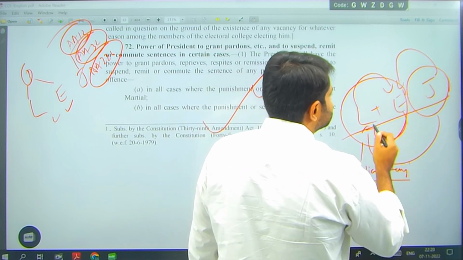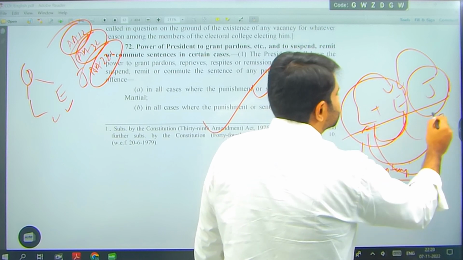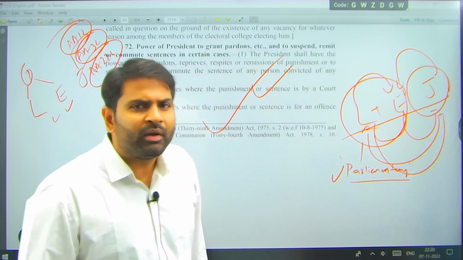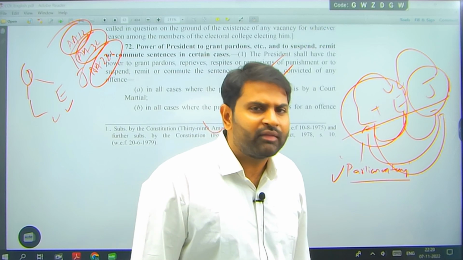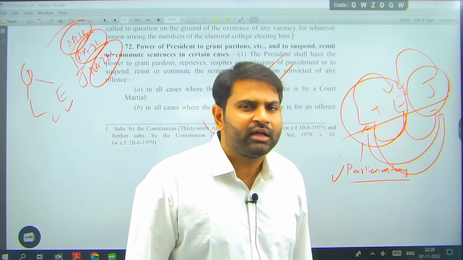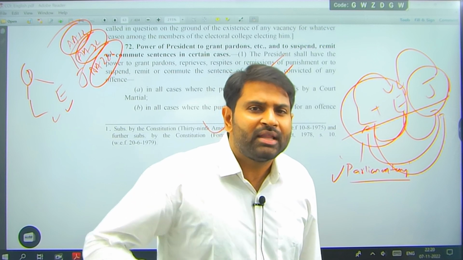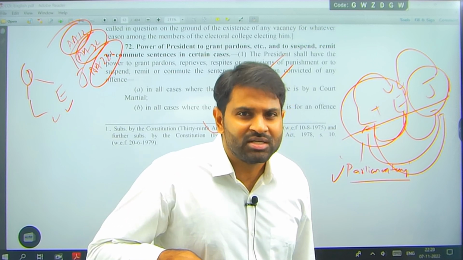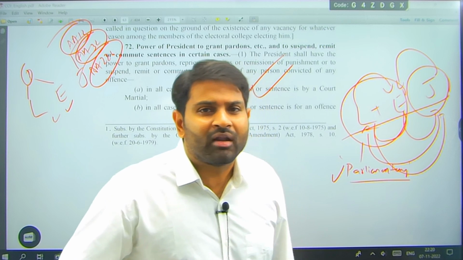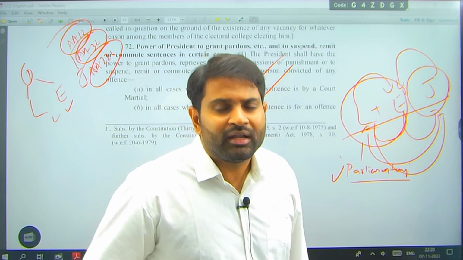We are calling it checks and balances. When the judiciary is becoming arbitrary, the other two organs, or the executive becoming arbitrary, the other two organs, or the legislature becoming arbitrary, the other two organs will try to check the power of that organ. That is called balance of power. Checks and balances and separation of power is created, right?